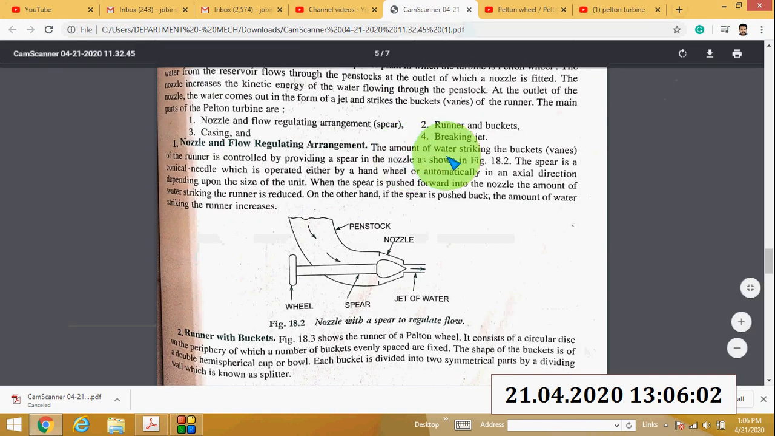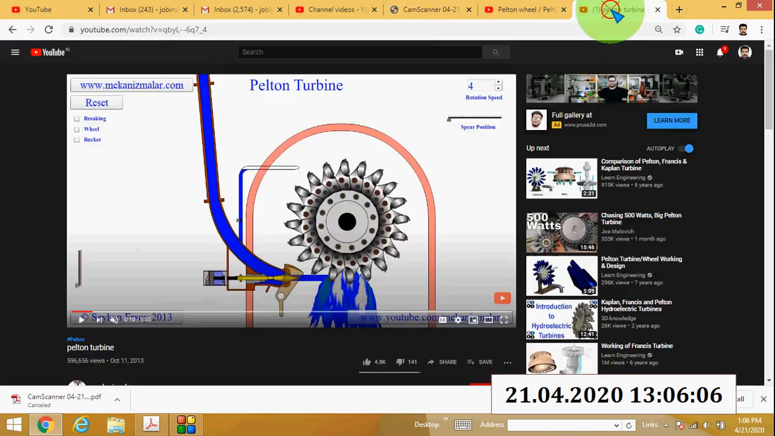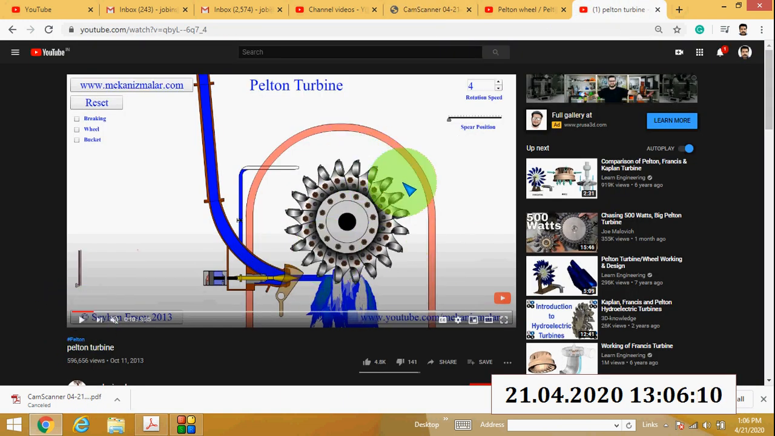Then the next one is the runner and buckets. You can see in the video this rotating part is called the runner, and these are the buckets. Runner and buckets. I will show you.